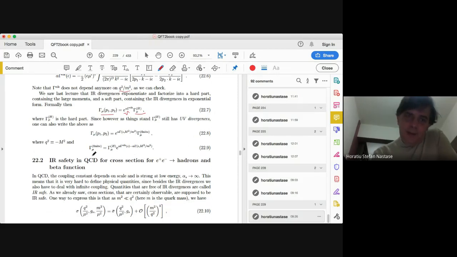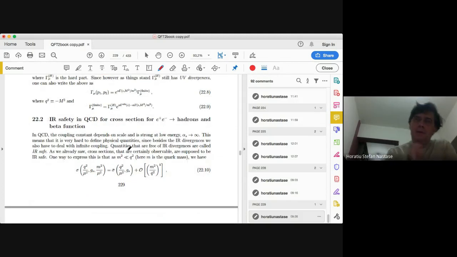And then the final part is obtained by comparing these two. So this is the hard part of the vertex times the eikonal part of the IR divergence, minus this part gamma that contains all of the divergences. All right.